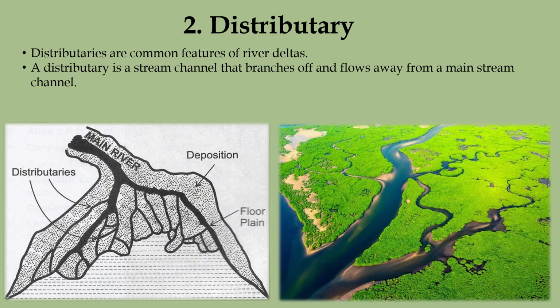Distributaries are common features of river deltas. A distributary is a stream channel that branches off and flows away from a main stream channel.